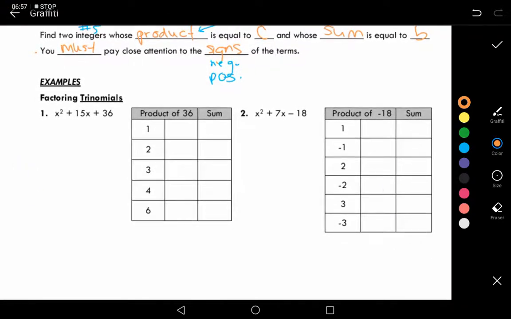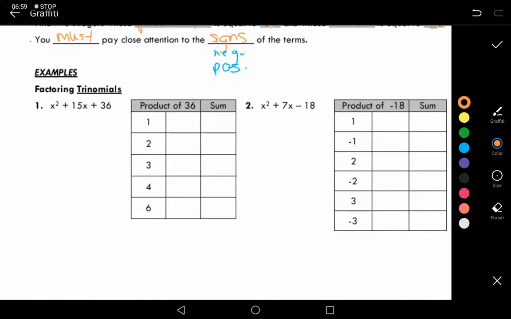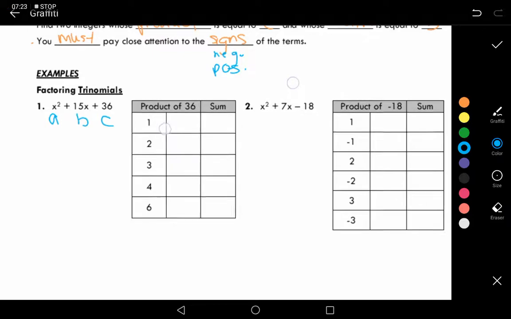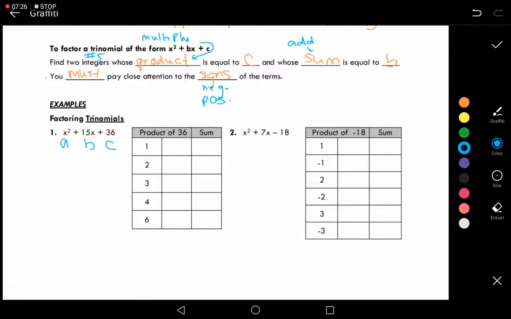So we have two examples. We're factoring trinomials. Remember, this is going to be different depending on what we're actually factoring. So this first example, we have x squared plus 15x plus 36. The first thing I'm going to do is label. It's always going to be a first. A is your x squared term, b is your x term, and c is your integer, your number that doesn't have a variable.